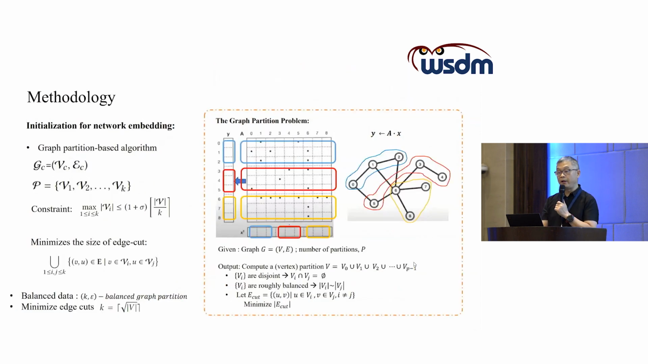The second step is about the initialization for the network embedding. Here we mainly take two steps. The first step is to partition the original input graph into a number of subgraphs, where each subgraph is in a similar range of size. And the second step is about minimizing the size of the edge cut.